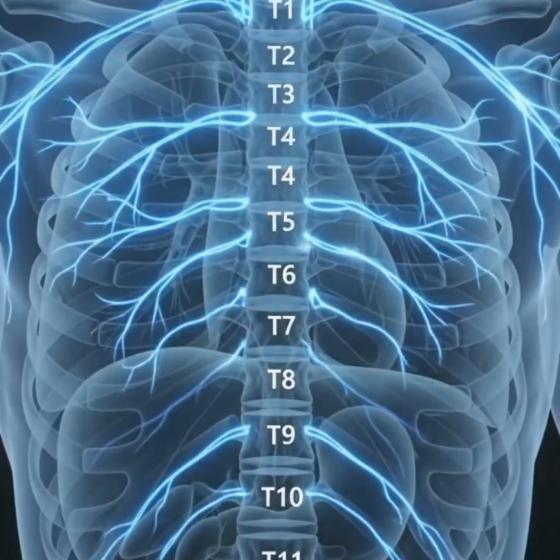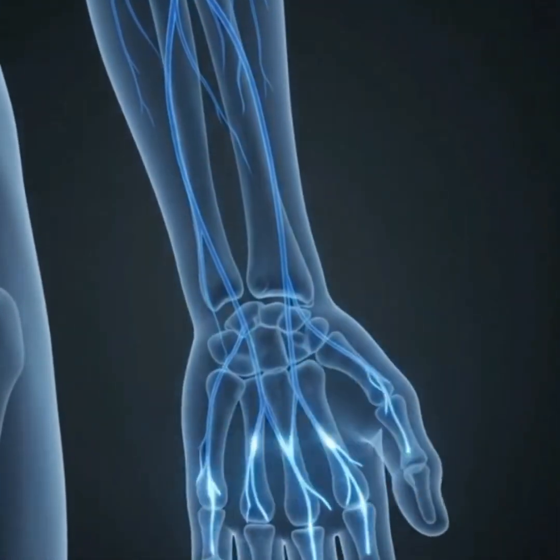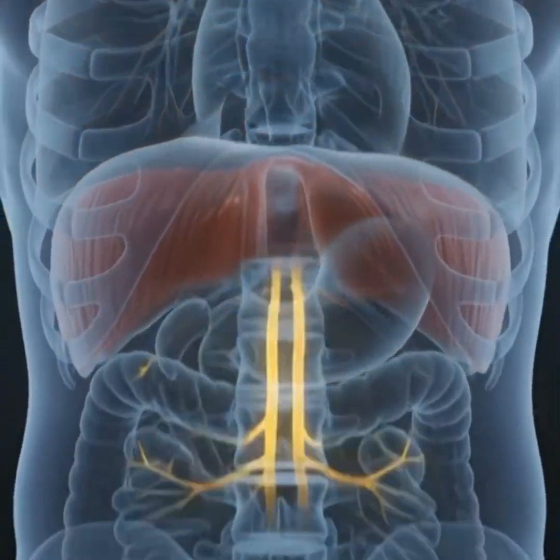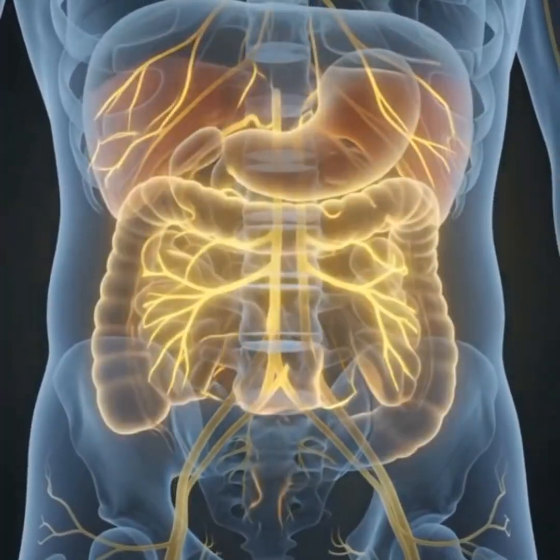Thoracic spinal nerves control distinct regions. T1 and T2 branch into the chest wall. Nerves T6 through T12 supply the abdomen, supporting balance and coughing.